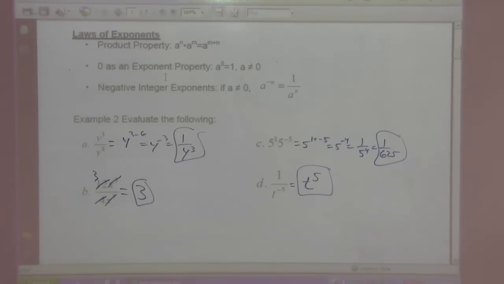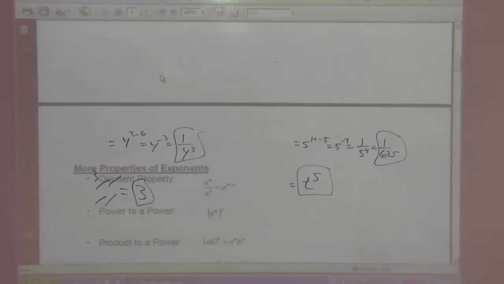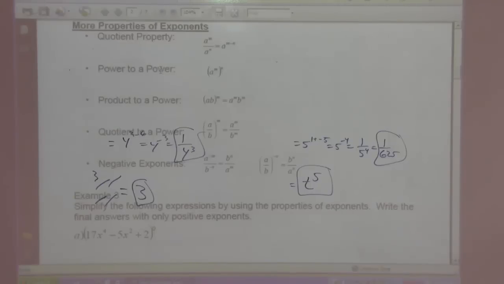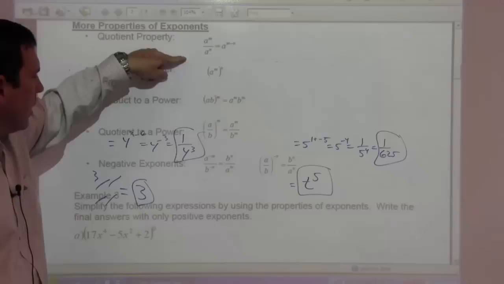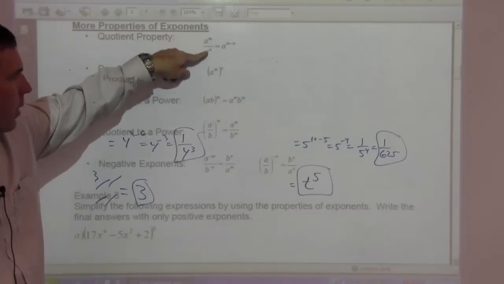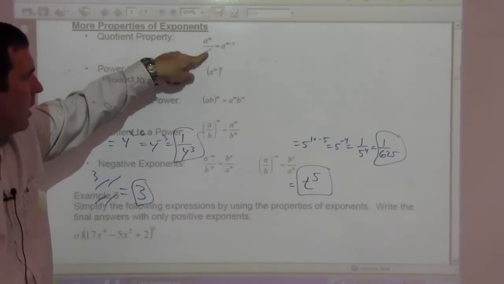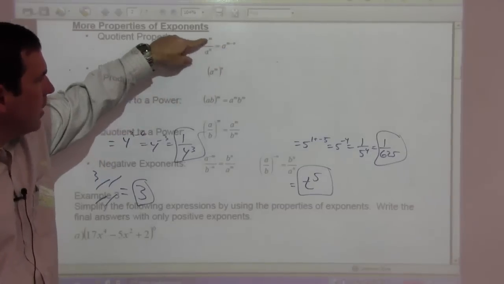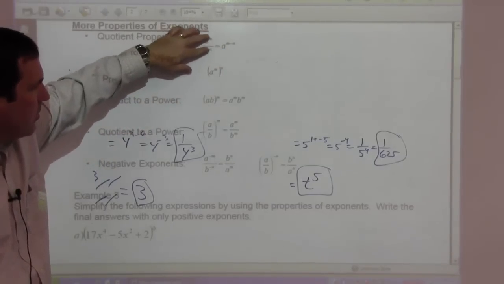Moving on to the next page. Again, feel free to pause if you need to pause. More properties of exponents. The quotient property, we saw this one in play with that y to the 3rd over y to the 6th, but a to the m over a to the n is a to the m minus n. If we divide things with the same base, we subtract the powers.